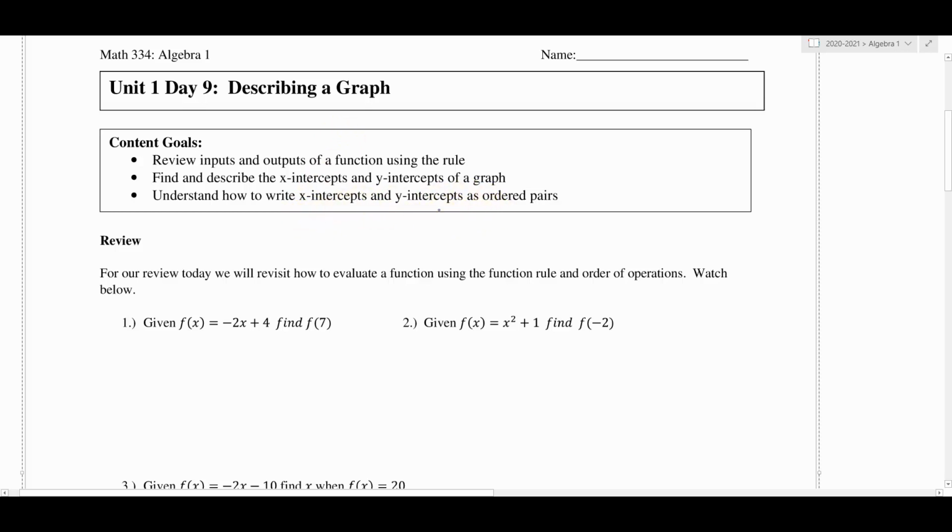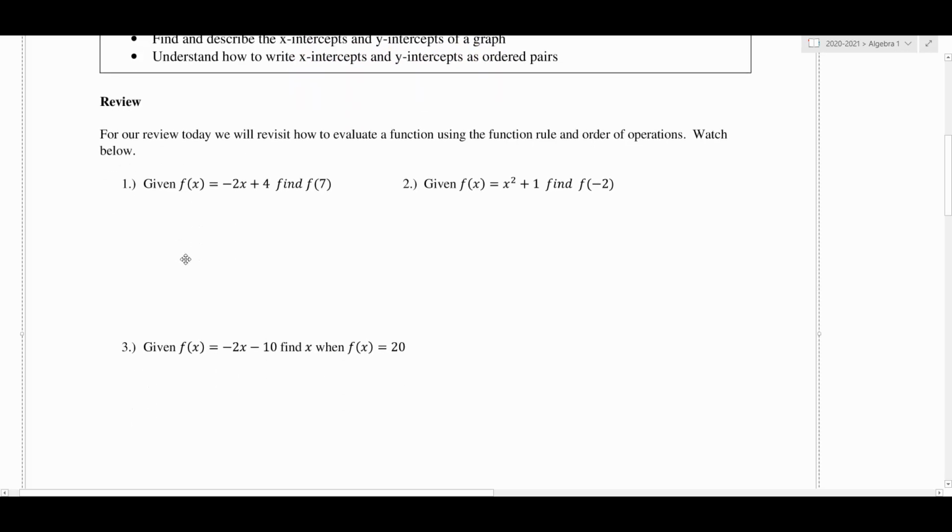All right, so let's start off with our review. We're going to revisit how to evaluate a function using the function rule and order of operations. So watch below. Here we go. We've got a function. Its name is f. The input is whatever they tell us x is. And this is our rule, negative 2x plus 4. So over here they tell us what to find. It says find f of 7.